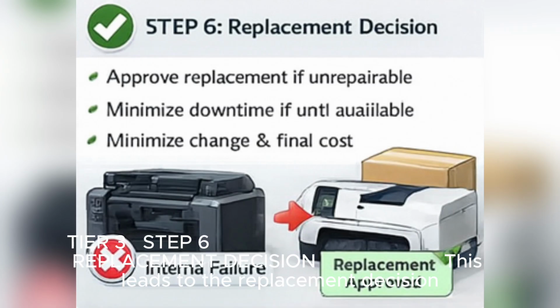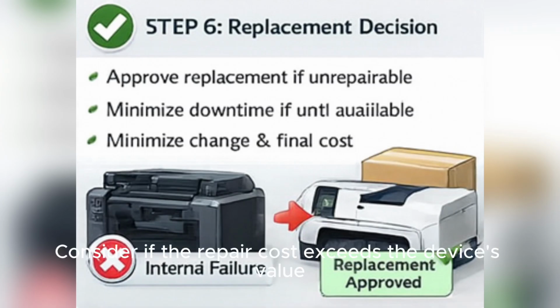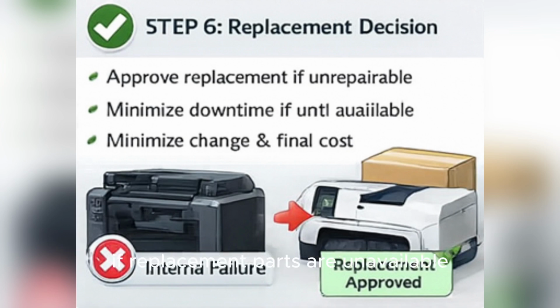Tier 3, Step 6, Replacement Decision. This leads to the replacement decision. After completing all diagnostics, replacement may be the best option. Consider if the repair cost exceeds the device's value, if replacement parts are unavailable, if the device is out of warranty, or if downtime is critical. This is the final decision point.